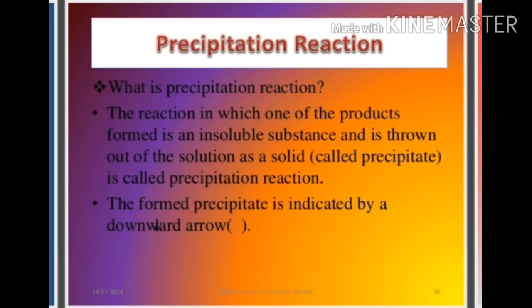The next type of reaction is precipitation reaction. Children, what is the meaning of precipitation reaction? These are the reactions in which one of the products formed is an insoluble substance. An insoluble substance is known as a precipitate and this is thrown out of the solution as a solid. So this insoluble solid is called precipitate, and the reaction is called precipitation reaction. The formed precipitate is indicated by a downward arrow, and the evolved gas by an upward arrow.